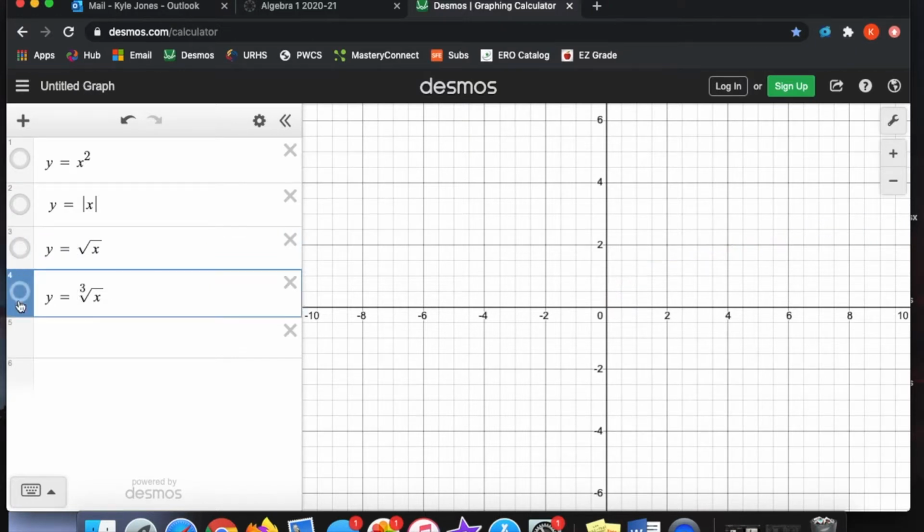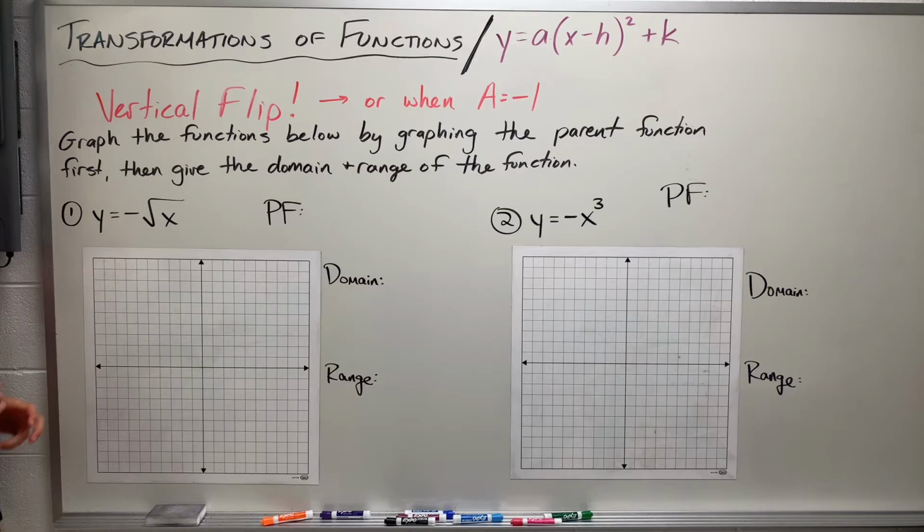This is going to be an interesting one. Cube root is that S shape, and then look what happens here. With the negative, again, it is a vertical flip, but it just shifts it upside down. Okay. So number one, we've got y equals negative square root of x. Y equals negative square root of x.